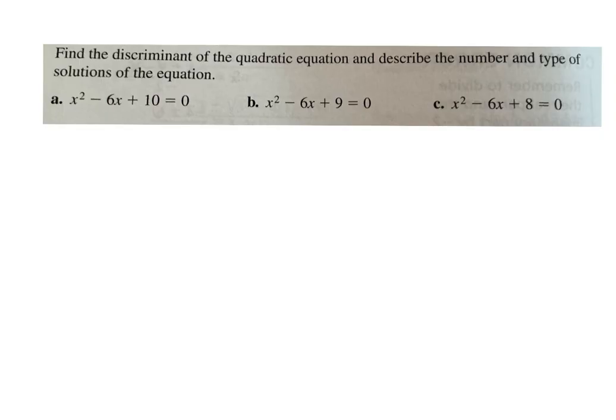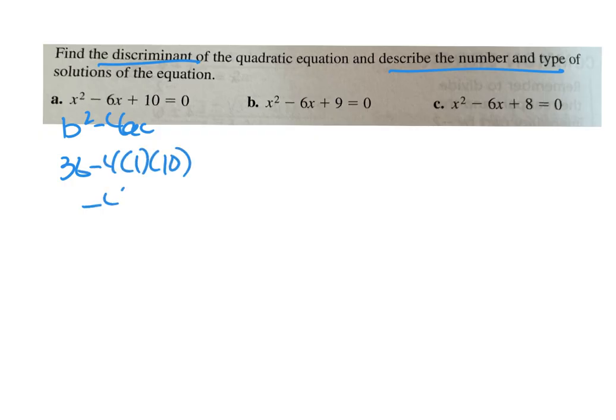Okay, I'm going to show you a couple here, or maybe 3. All we're doing here says find the discriminant and describe the number and type of solution. So all we're doing is this, b squared minus 4ac. So if I square the 6, that's 36 minus 4 times a times 10, that's negative 4. And because I got a negative answer, I'm going to get 2 imaginary solutions. So that's the answer you would put there.